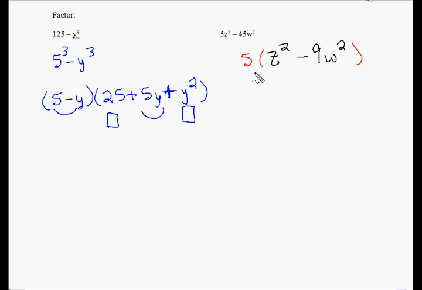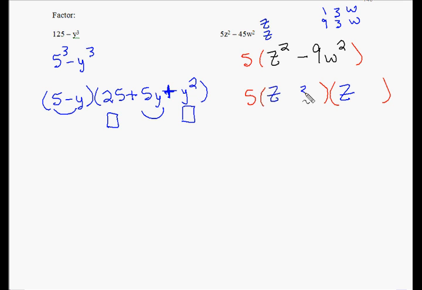So this is factored, but is it factored completely? This now appears very obviously to be the difference of perfect squares. So we still have 5 times, and now we'll break down the first term, putting a z in the front of both sets of parentheses, and break down the last term, 1 times 9, 3 times 3, w times w.